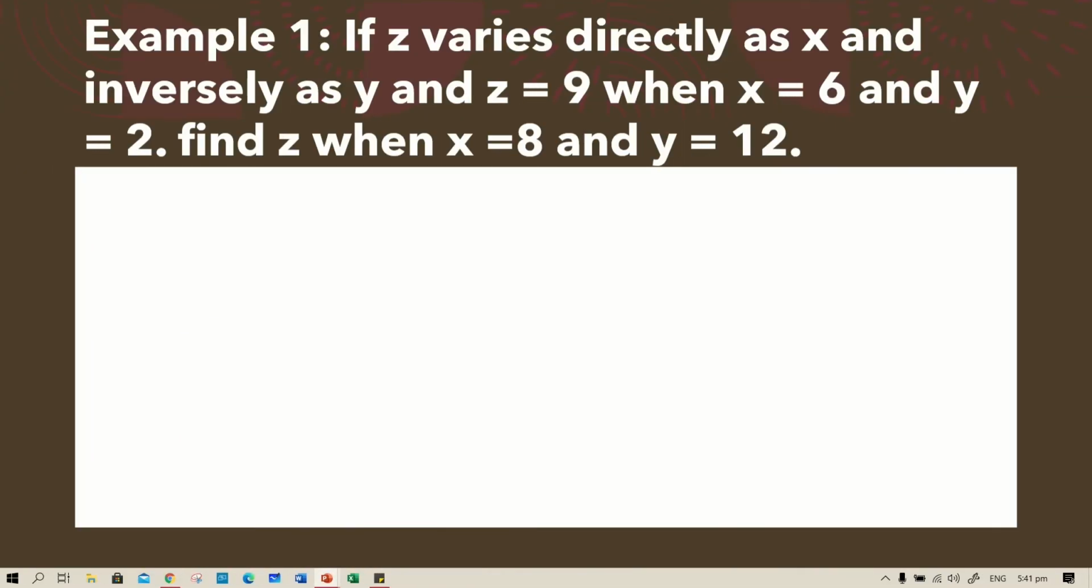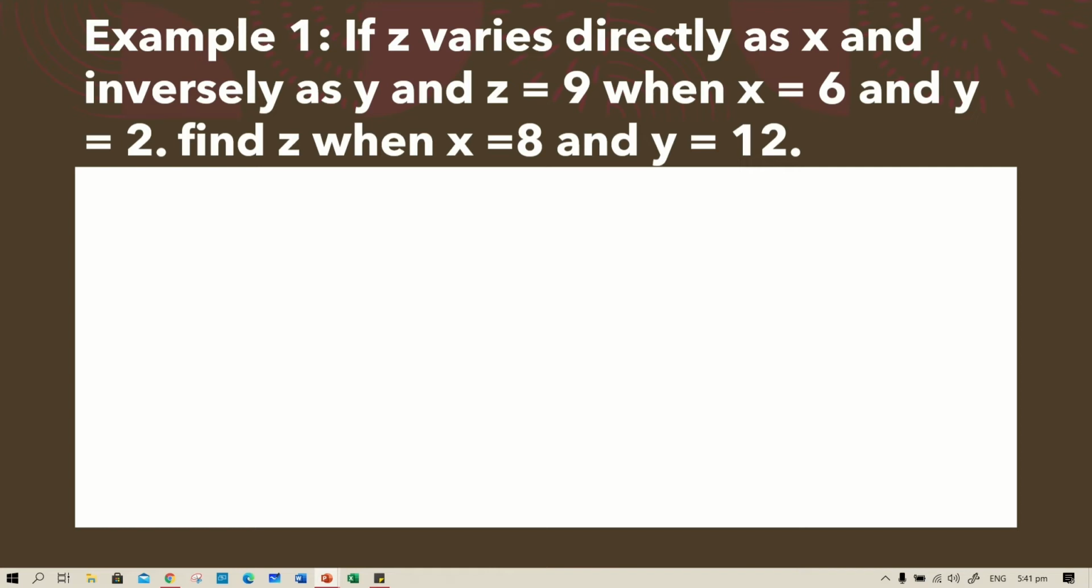Right, let's try to solve example number 1. If z varies directly as x and inversely as y, and z equals 9 when x equals 6 and y equals 2, find z when x equals 8 and y equals 12.